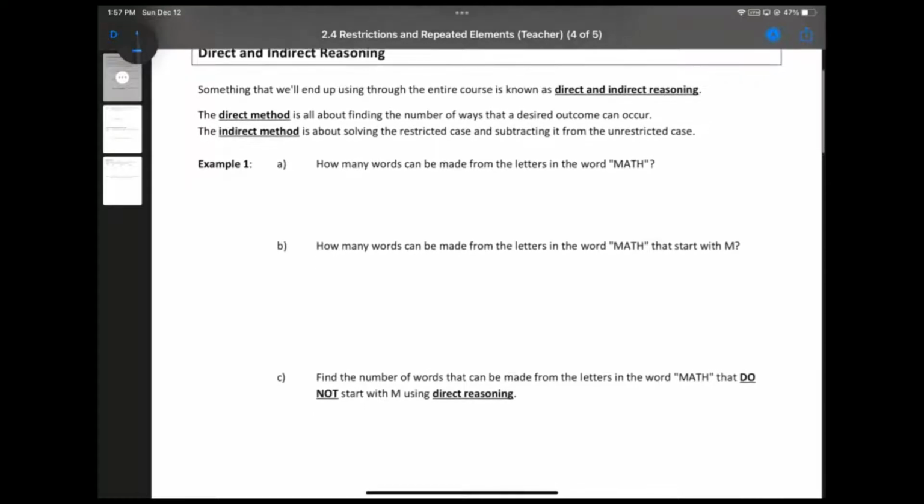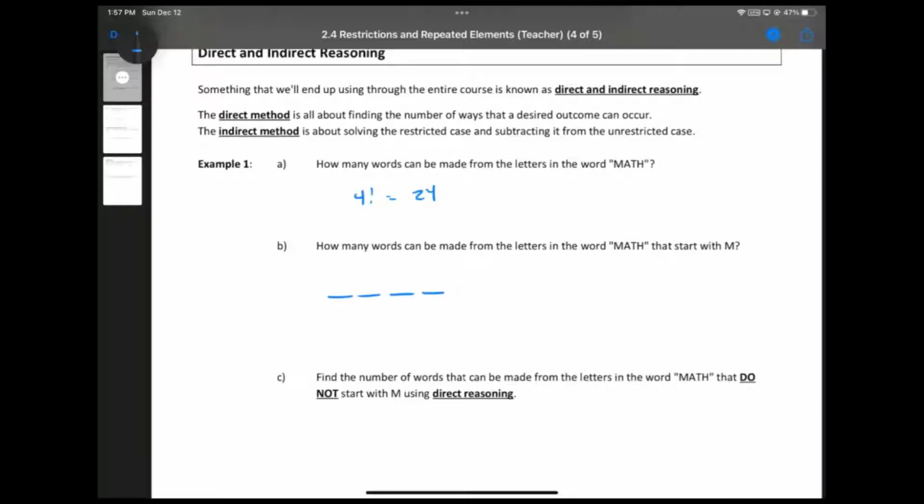So for example 1, how many words can be made from the letters in the word math? Well, we've done this one before. It's 4 different letters, and we're rearranging them. So that's just going to be 4 factorial, which is 4 times 3 times 2 times 1, or 24. For part B, how many words can be made from the letters in math that start with the letter M?